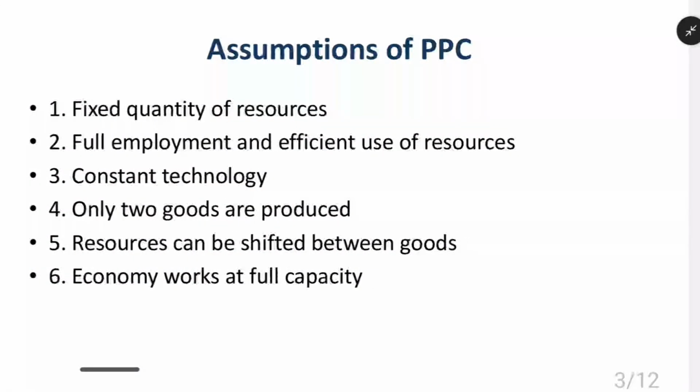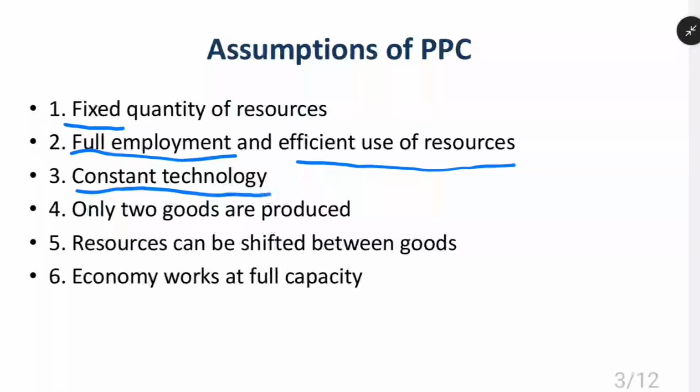Assumptions of PPC. There are a few assumptions of PPC. Point one, fixed quantity of resources. Resources need to be fixed in quantity. Full employment and efficient use of resources: resources must be used very efficiently, and there should be full employment in the economy. Constant technology, as I discussed earlier: technology should be constant, and no improvement or advancement in technology should be taken into consideration.